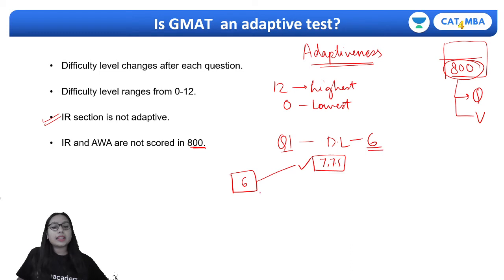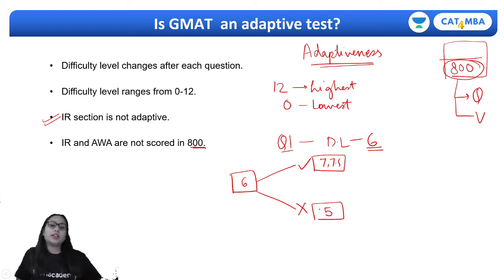And if you answer this question incorrectly, if your answer is wrong, then the next question will be of lower difficulty level, 5. So this is what you need to avoid. If you solve a question correctly, the difficulty level will increase, so will your score. Your score will also increase. If the question is wrong, the difficulty level will decrease and your score will also decrease. So you have to answer the questions carefully here.